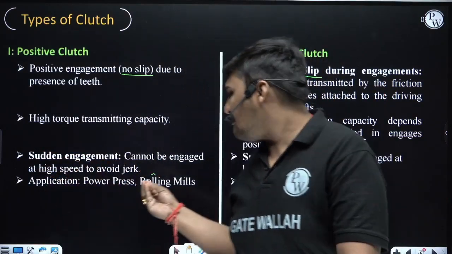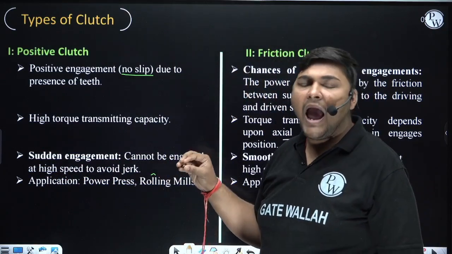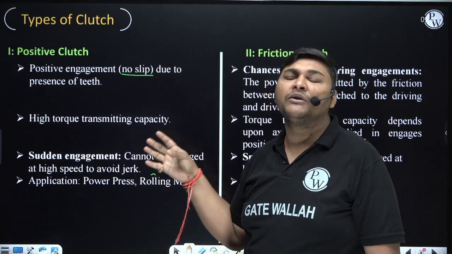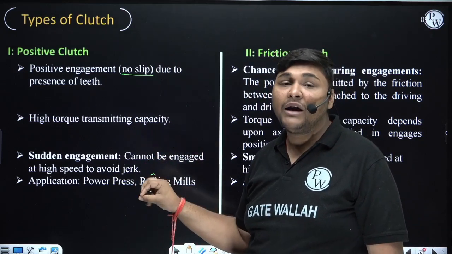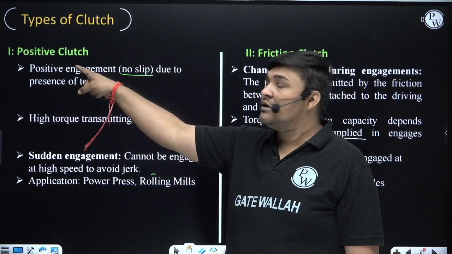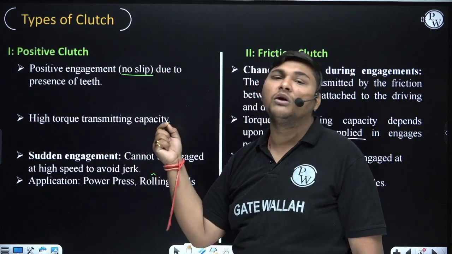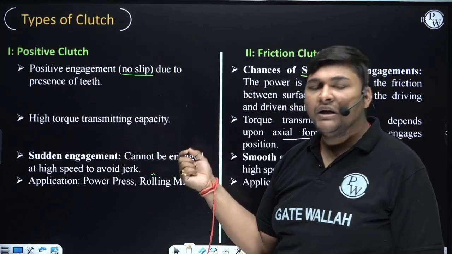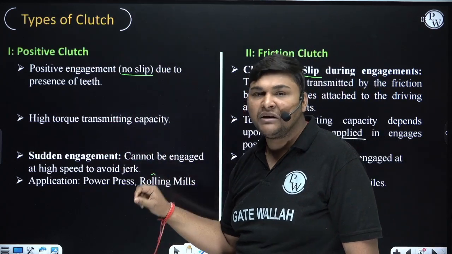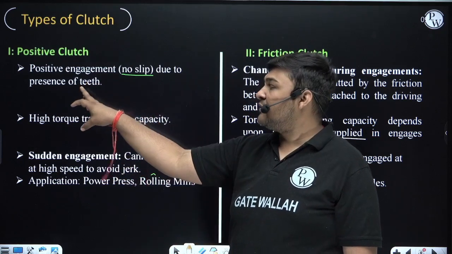Here, in power presses and rolling mills, we operate the system at very low speed, and we will engage or disengage the clutch at very low speed. But what we want here is that the torque transmitting capacity should be very high, which is the advantageous point of the positive clutch. So in this system we use the positive clutch. Here we will do engagement and disengagement at low speed, but we will use this clutch to transmit very high torque.